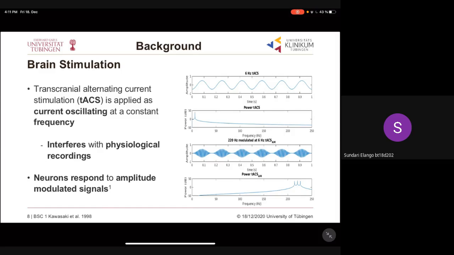The current signal is what you can see in the third figure, and in the bottom figure you see the power spectrum of this signal. Now you can see the artifacts are localized and concentrated in the frequency range around 220 hertz, which leaves the lower frequency around 6 hertz relatively free from artifacts. Using this technique, we are able to assess, and I'll show you how, ongoing brain activity during the stimulation.